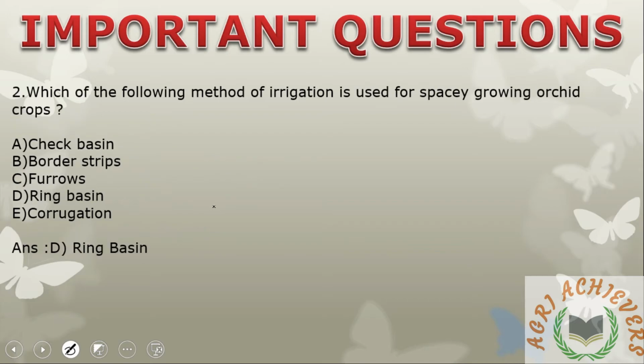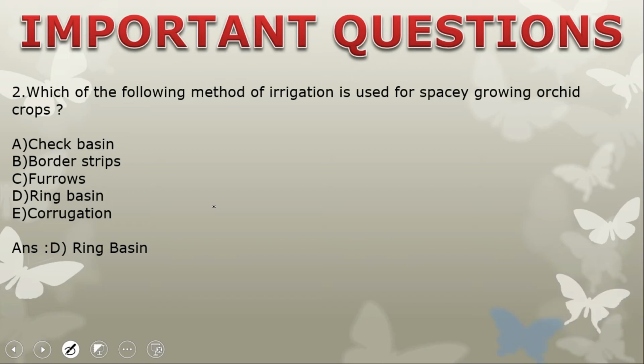Which of the following methods of irrigation is used for sparsely growing orchard crops? As we studied earlier, it is ring basin, for mango and cucurbits.